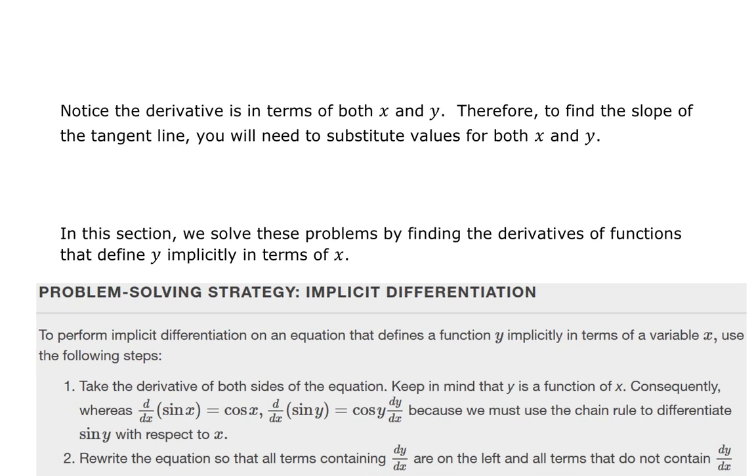Now, notice the derivative that we just found is in terms of both x and y. Therefore, when we need to find the slope of the tangent line, we need both x and y to substitute in to find the slope of the tangent line.